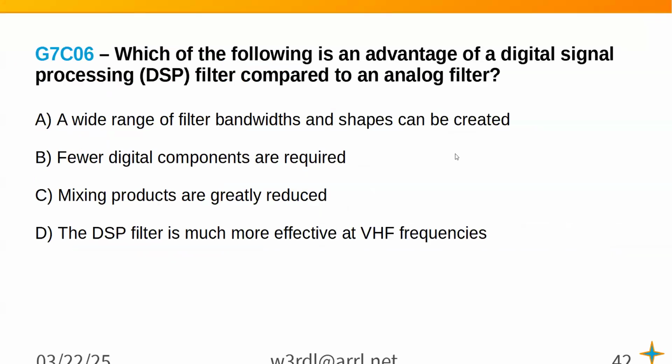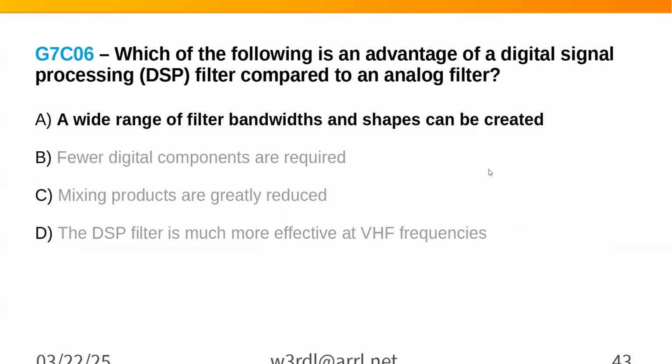So which of the following is an advantage of a digital signal processing filter compared to an analog filter? Alpha. Yep.